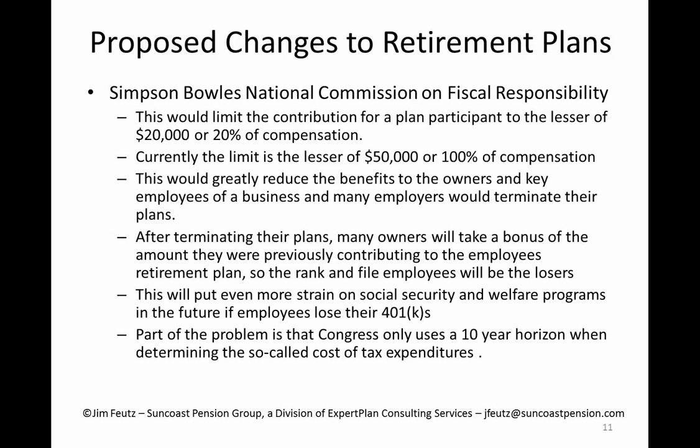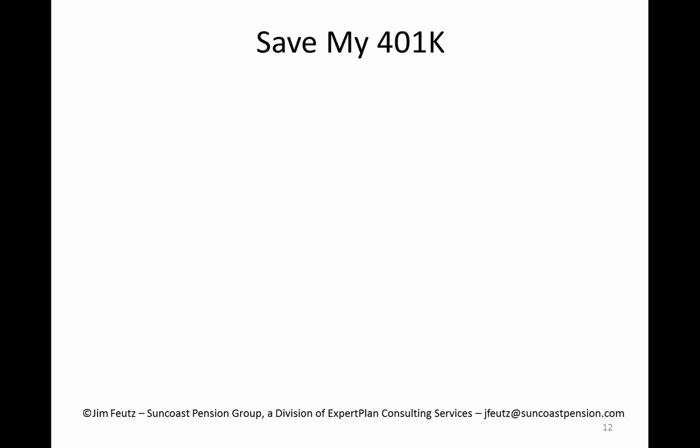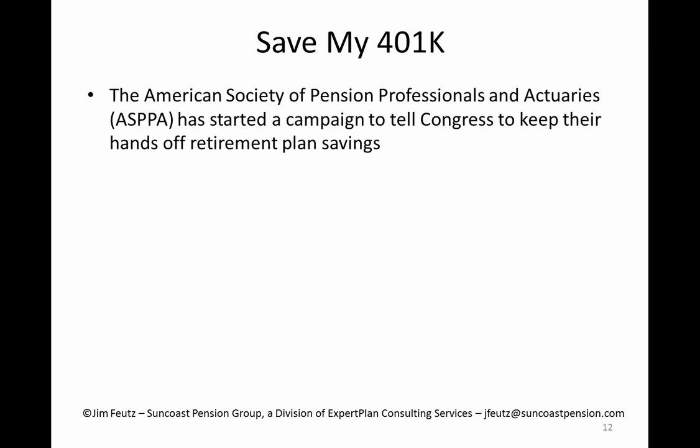Same way with charitable contributions. So if they would score these using more of an actuarial method of present values, it would decrease the tax expenditure by over half. Because of this, the American Society of Pension Actuaries and Professionals has started a campaign to tell Congress to keep their hands off retirement plan savings.